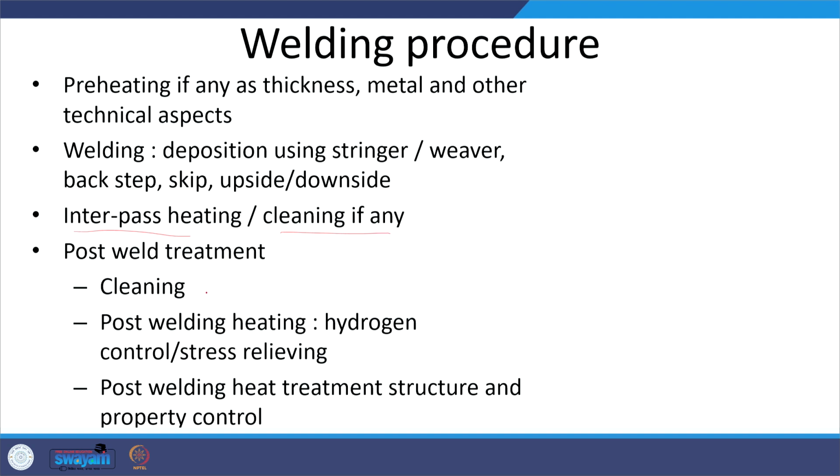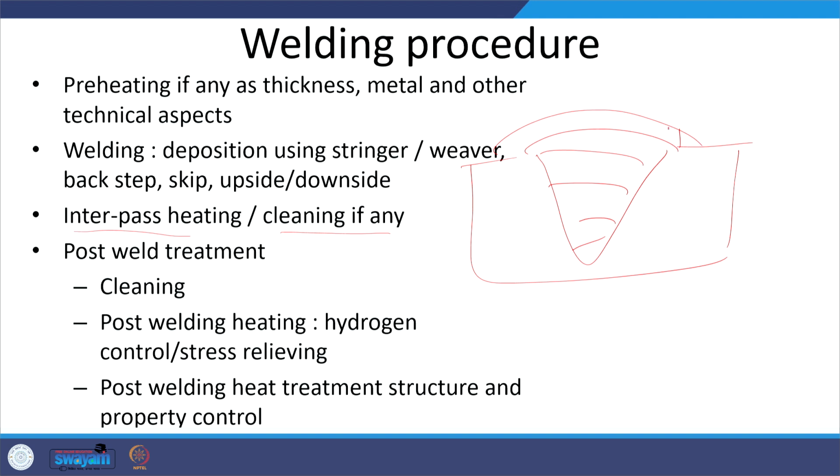Then post weld heat treatment. Once the whole of the weld joint has been developed, then what is left? It is possible there is slag at the surface, so the slag has to be removed. The cleaning of the slag is done, and it can be chipped off. Then there are multiple other possibilities, like during the welding, if hydrogen has been introduced in the weld metal, then this has to be driven off.